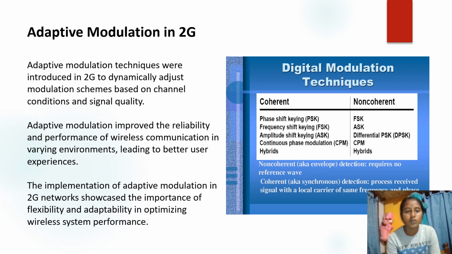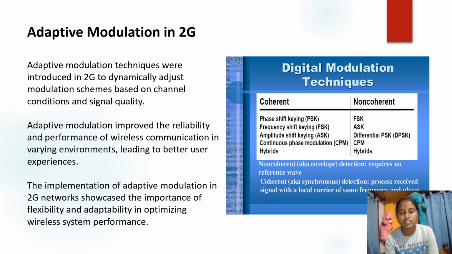Adaptive modulation in 2G. Adaptive modulation techniques were introduced in 2G to dynamically adjust modulation schemes based on channel condition and signal quality. Adaptive modulation improved the reliability and performance of wireless communication in varying environments, leading to better user experience. The implementation of adaptive modulation in 2G networks showcased the importance of flexibility and adaptability in optimizing wireless system performance.